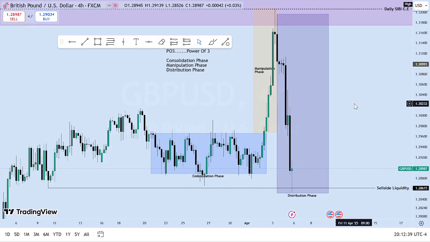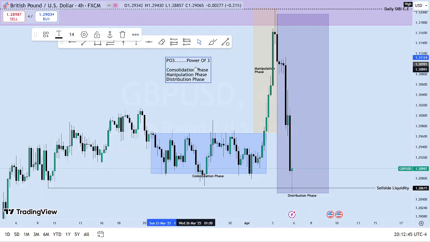So, I'll be looking into the British pound, US dollar chart. We're talking about the power of trade, that's PO trade. The power of trade consists of a consolidation phase, a manipulation phase, and a distribution phase.